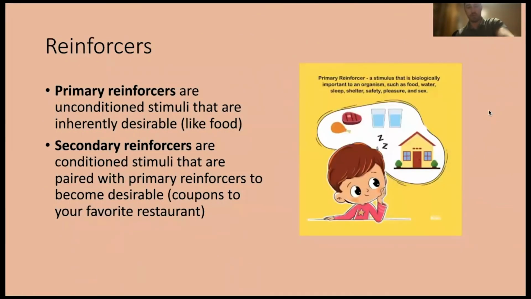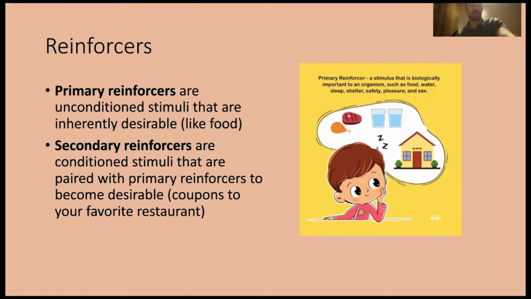And then just really quickly, we have primary and secondary reinforcers. Primary reinforcers are unconditioned stimuli, like we spoke about a little before, that are inherently desirable. Those usually have a biological connotation. So it's usually food, water, sex, sometimes sleep. Those are primary reinforcers that we don't need to condition.